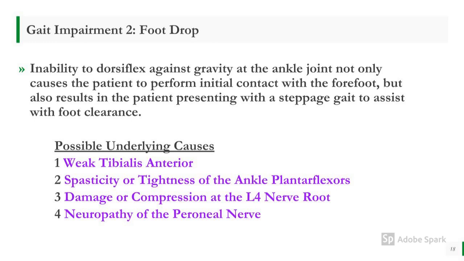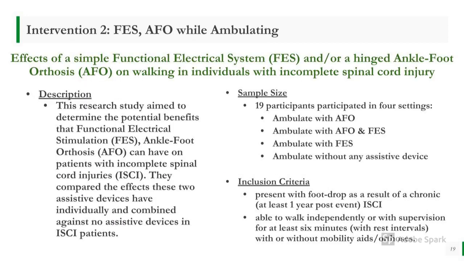This patient does not currently hyperextend his hip in terminal stance or pre-swing. But when he does achieve that milestone, inability to dorsiflex at his ankle will prevent clearance of the big toe. In this article, the researchers studied the individual and combined effects that functional electrical stimulation and ankle-foot orthoses have on incomplete spinal cord patients during ambulation.